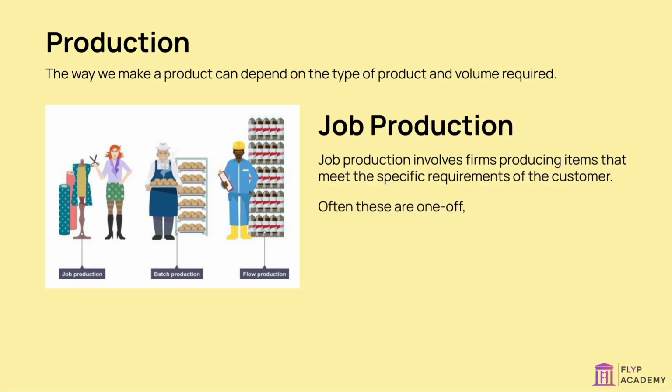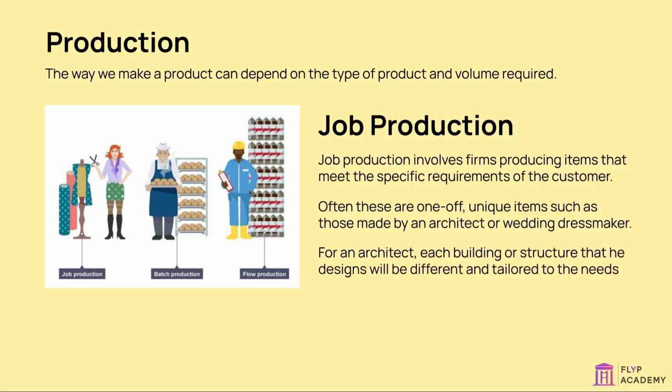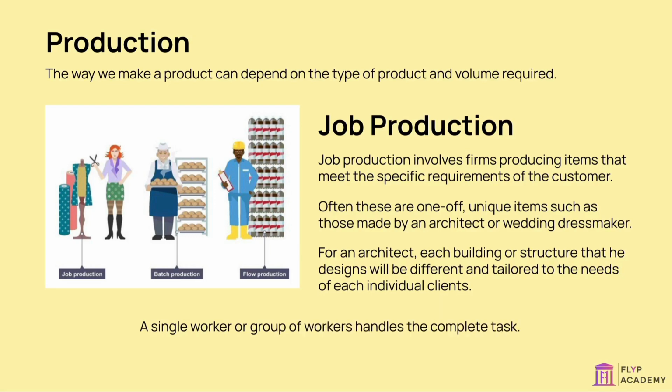Often these are one-off, unique items, such as those made by an architect or wedding dressmaker. For an architect, each building or structure that he designs will be different and tailored to the needs of each individual client. With job production, a single worker or group of workers handles the complete task. Jobs can be on a small scale involving little or no technology. However, jobs can also be complex, requiring lots of technology.